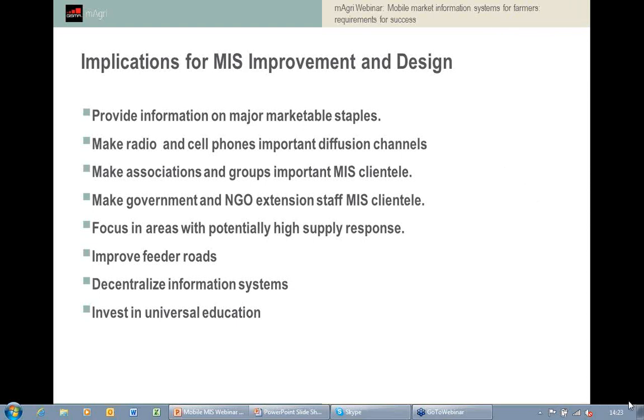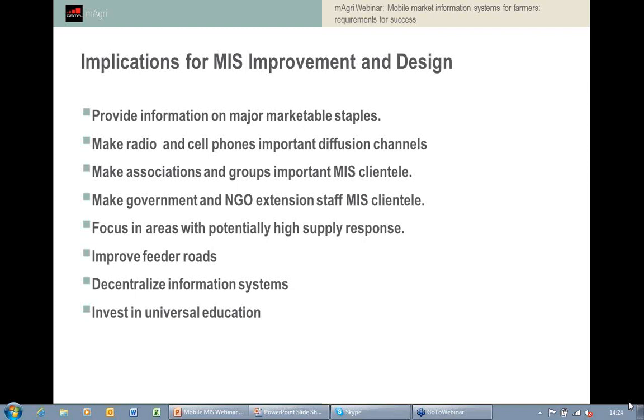So another important implication for MIS improvement and design is to make associations and groups important MIS clientele, because these always have contacts with farmers. So if you pass information through this, you can easily get it to the farmers. Then also, it's really good to make government and the NGO extension staff important MIS clientele.